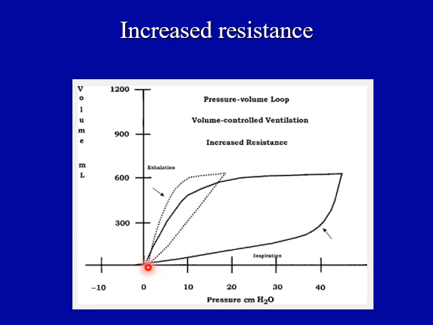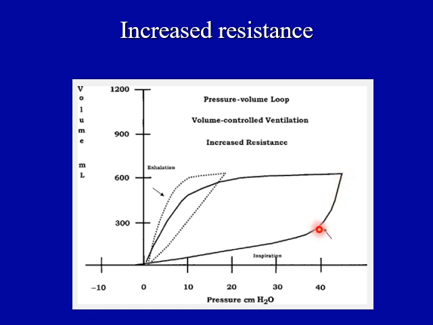So here we can see the dotted line is the normal pressure volume loop. Here in this one, the airway pressure is increasing from 0 to 40 centimeters of water, but the tidal volume increase is very small. And again after this point, there is an increase in pressure from around 40 centimeters to say 43 centimeters of water with an increase in the tidal volume.